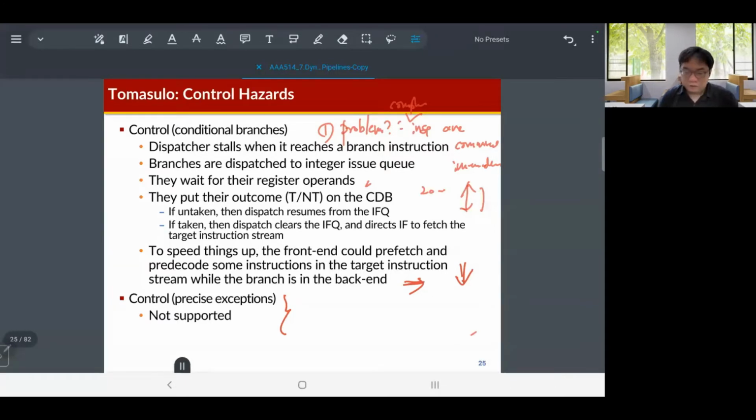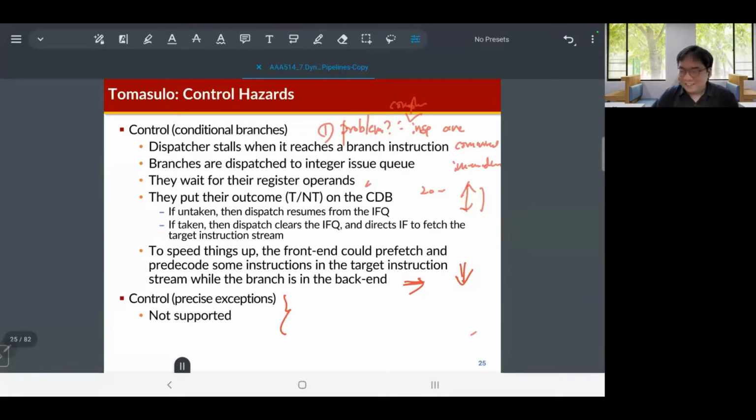It's obvious, because then how can you support the precise exception? In the static pipeline architecture, to support the precise exception, we need to force the order of completion. Do you remember? In the static pipeline architecture, in order to support the precise exception, I explained that a processor needs to force in-order completion.